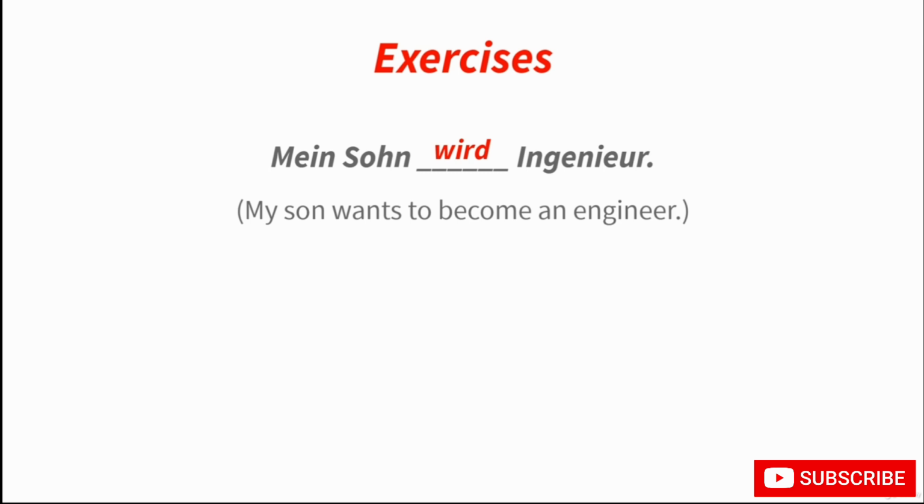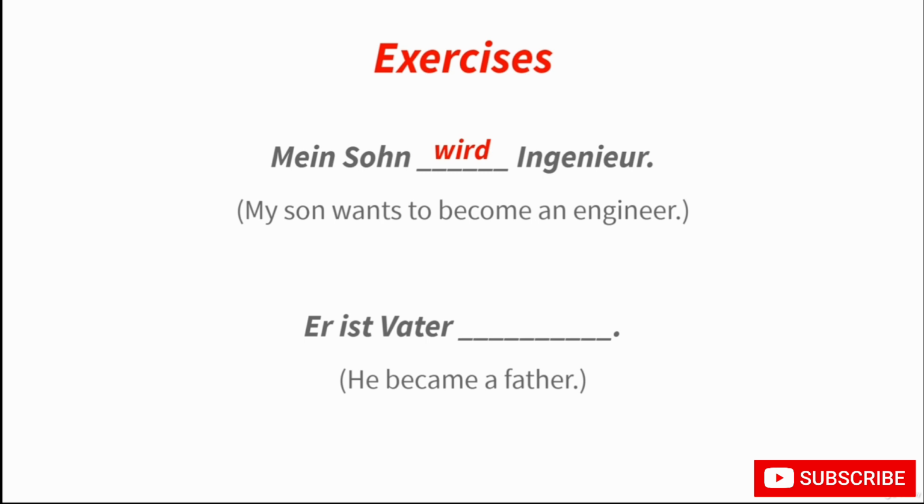Because in English, the verb become is used. Ist Vater. And the meaning of this sentence, he became a father. What do you think is the answer? Let's check it out. Geworden. Why? Because here the meaning is about becoming something. That's why in German werden must be used.